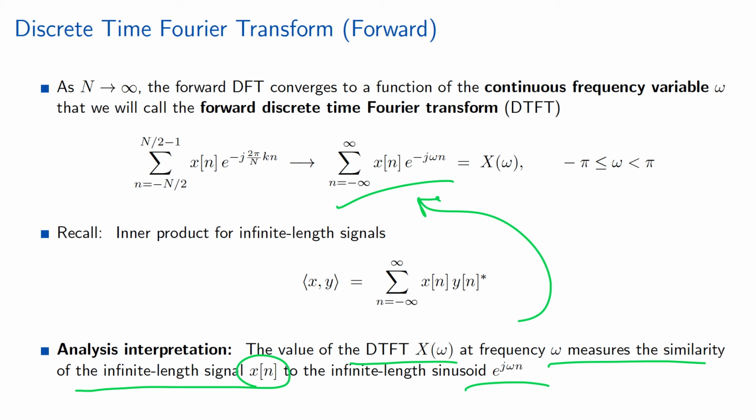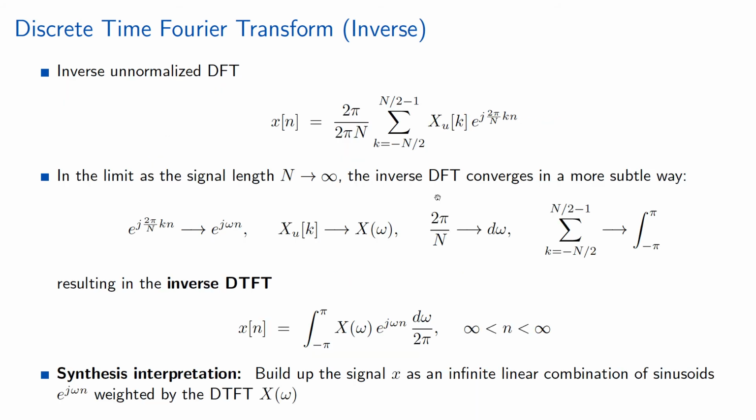So the derivation of the forward, or the analysis, DTFT is straightforward. The derivation in the limiting process of the inverse, or the synthesis, DTFT is a little bit more subtle, and so we're going to be a bit more hand wavy about it. But it also makes some good sense.